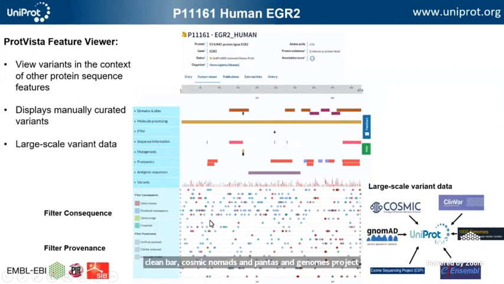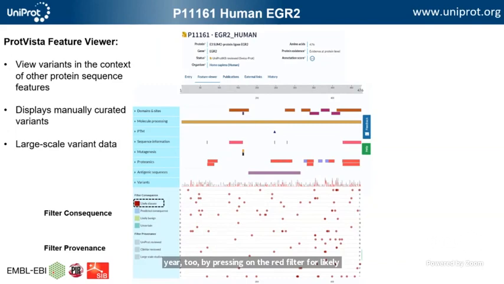You can filter the displayed variants by the provenance, so you can choose only to view the UniProt reviewed variants, variants coming from large-scale studies, or ClinVar, and you can filter for the consequence of the variants. You can look at only disease-associated variants or benign variants in green, or variants with predicted consequences. So let's filter for the pathogenic variants for EGR2 by pressing on the red filter for likely disease variants.